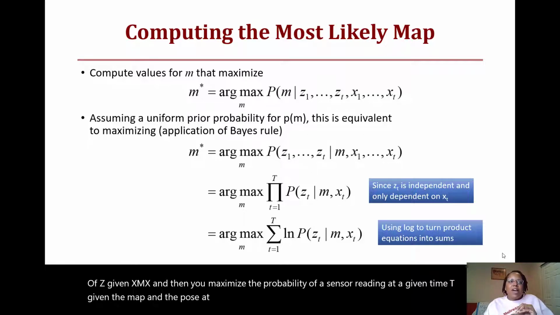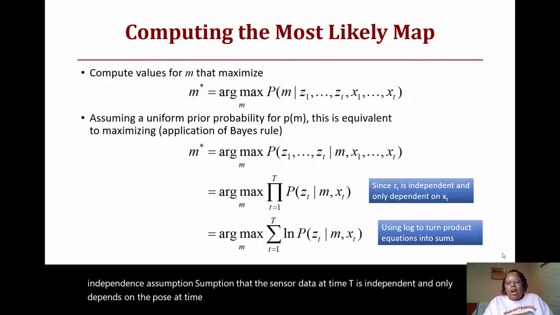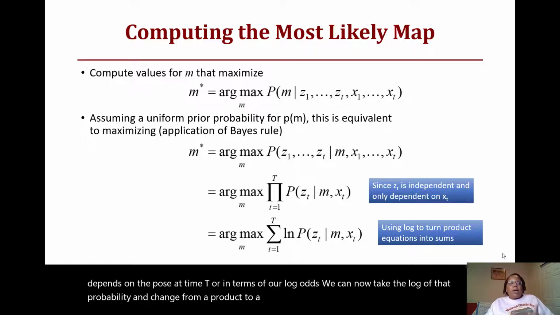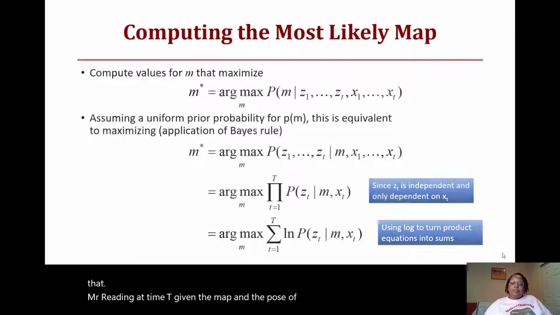This we can simplify once again, because using our independence assumption, the sensor data at time t is independent and only depends on the pose at time t. Or in terms of our log odds, we can now take the log of that probability and change from a product to a sum, which is the log of the probability of the sensor reading at time t, given the map and the pose of the robot at time t.